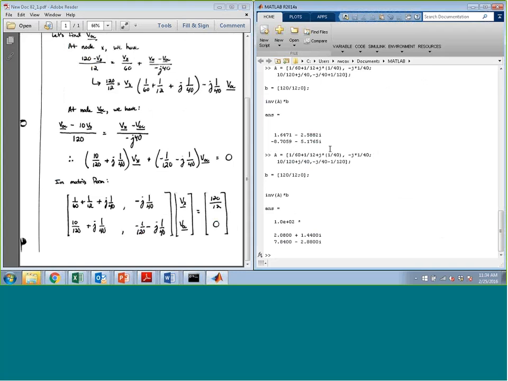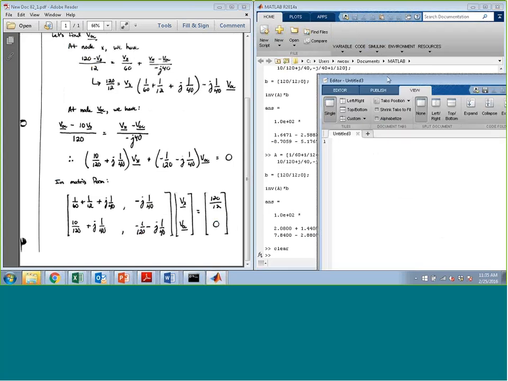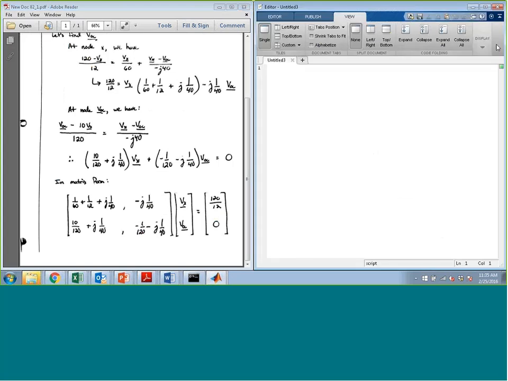Now let me start out in Matlab. So let's say I opened up Matlab. Matlab stands for Matrix Laboratory. It's meant to be able to deal with these sorts of problems nicely. What I'm going to do is click this new button here and create a new script. That opens up this window so I can nicely write this out.